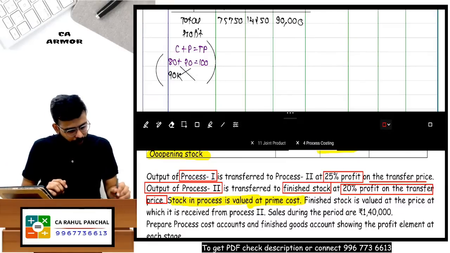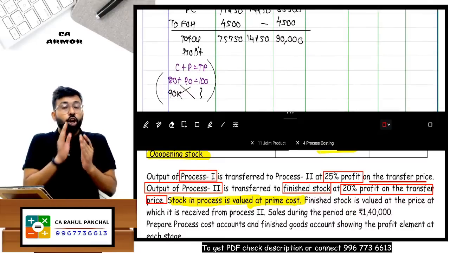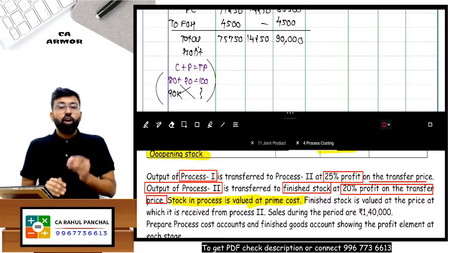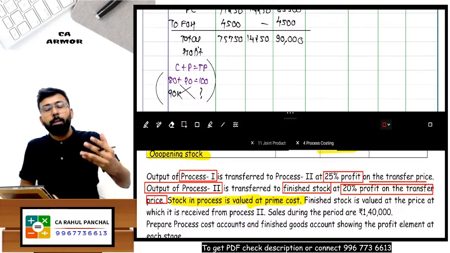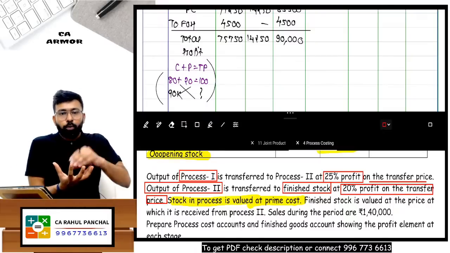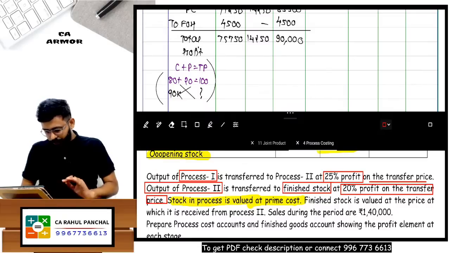Now if I just cross multiply, then I will get this value. Do not write 75750 as your cost. Always write it from the total column. The total column represents the cost of the process, and the cost column represents the cost of the company. In your process 2, you have to add a profit. You will add it on your cost, 90,000. I hope that was not confusing.